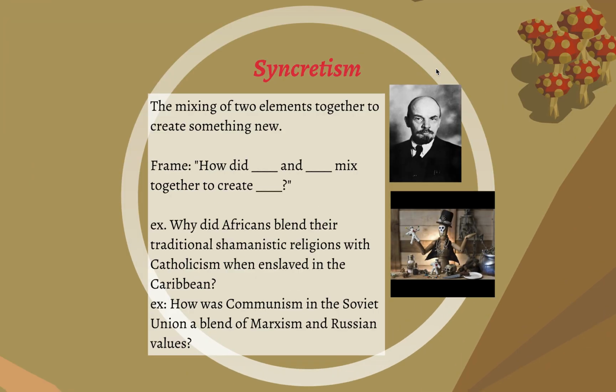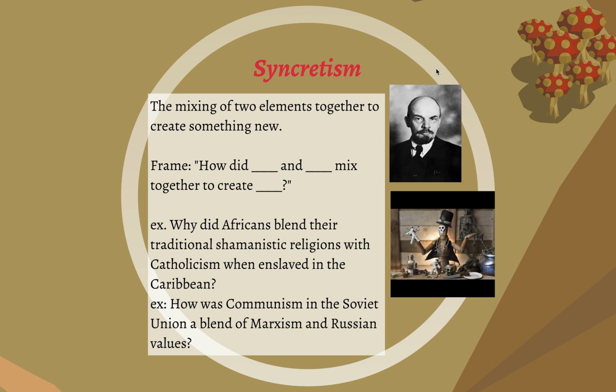Now, the last type of question tends to be the favorite of students, probably because it's the hardest, but also, I think, because it's the most interesting. And you're talking about syncretism. Syncretism, the mixing of two elements together to create something new. Now, this isn't chemistry class, so we're not talking about barium and potassium mixing together. We're talking about two historical ideas, religions, values, cultures, sometimes people groups, but you want to think about two separate things that were unique in their own right, interacting, coming together, and then creating something new.